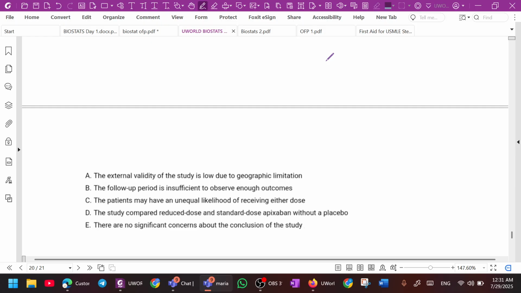I found an answer. I don't know. What do you think the answer is? The study compared the reduced dose and the standard dose without a placebo. You think that's the answer? Okay, I think this is one thought we need to keep in our mind, isn't it? Okay, yes, it says most concerned.